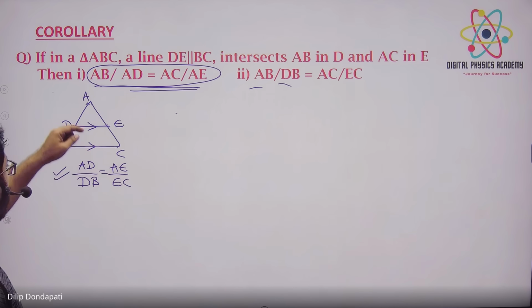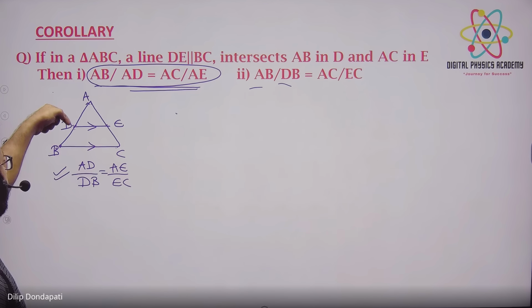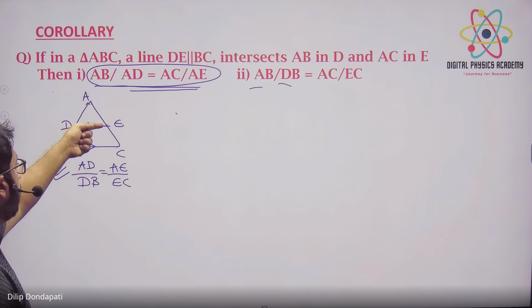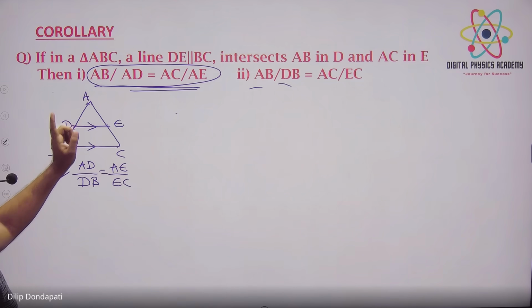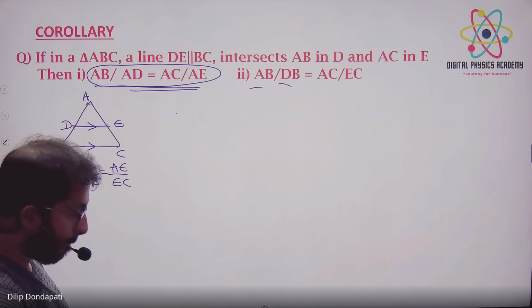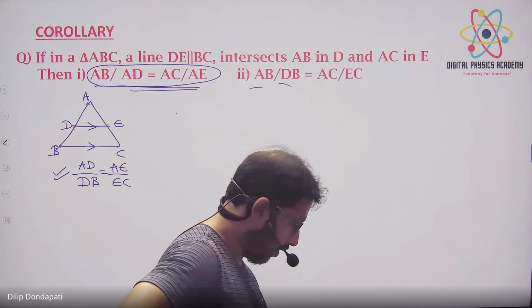We know half only. AD by DB is equal to AE by EC. I want full AB by AD चाहिए. Akash, getting how to prove that? Very important, but easy only. You have to remember also.